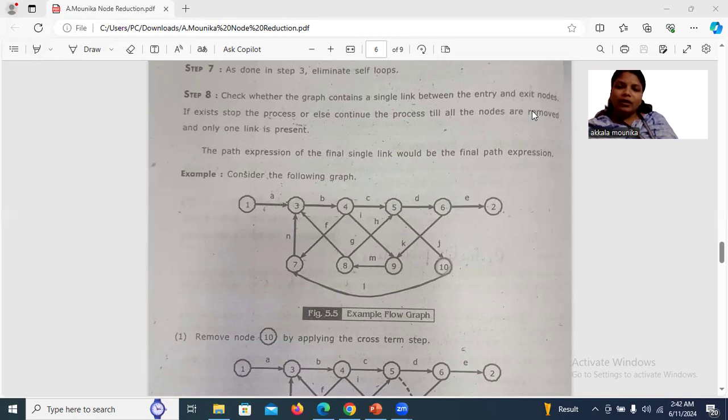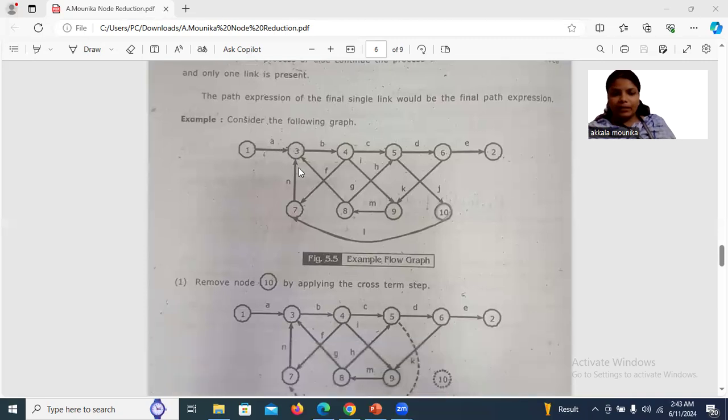If the single link is not there, where the link is going to fluctuate, there we have to again do the node reduction procedure. So if it exists, stop the process, or else continue the process till all the nodes are removed and only one link is present. Till only one link is present, we have to do the whole process again and again. The path expression of the final single link would be the final path expression.